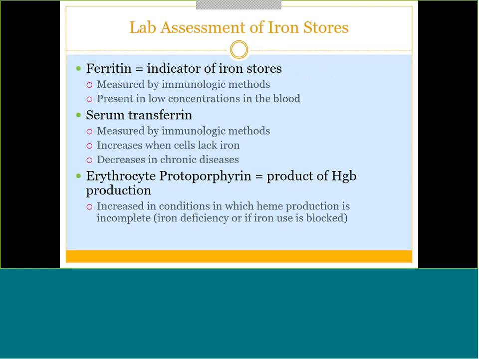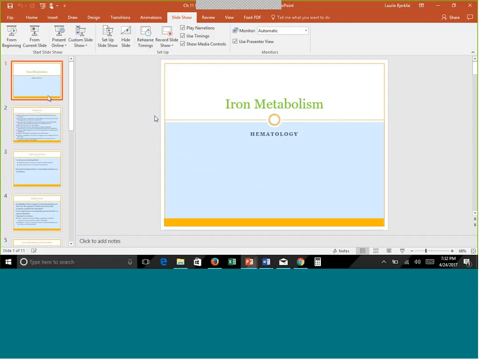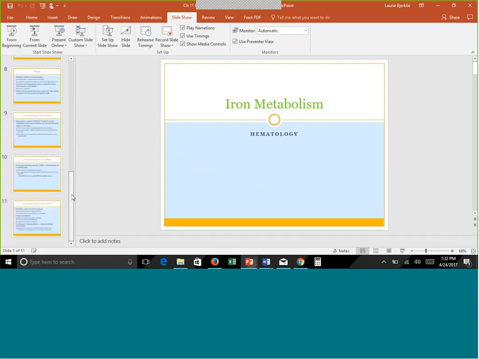We'll use up our storage before we use up anything else. We can measure somebody's transferrin protein levels to make sure they have enough transferrin protein. You can even measure the protoporphyrin production process, if you will. So all of this is assessment of iron stores, and that's it. So just know those tests at the end there, especially.